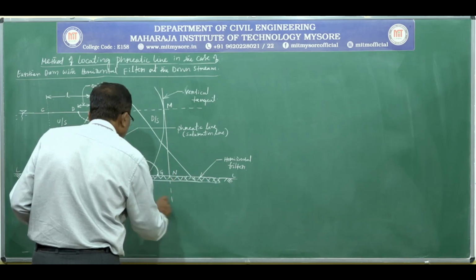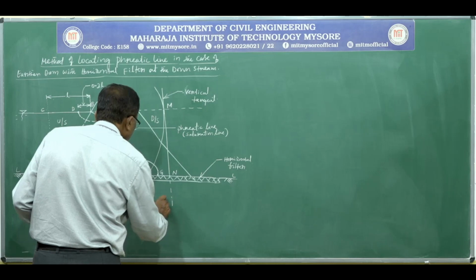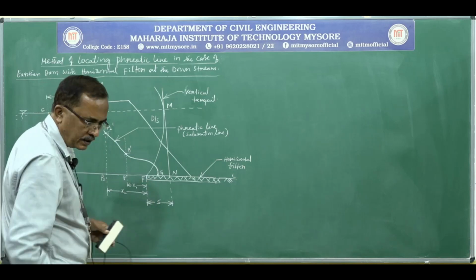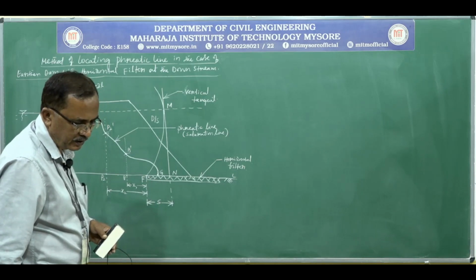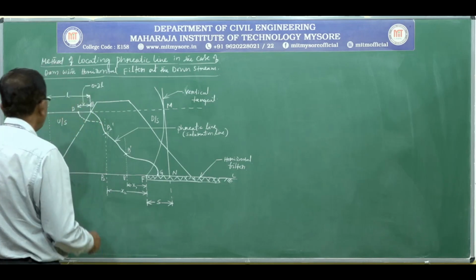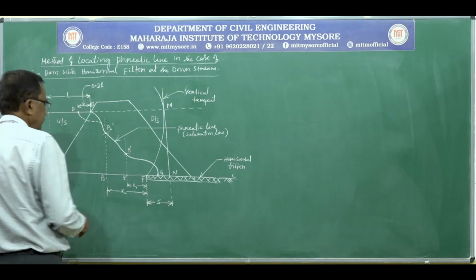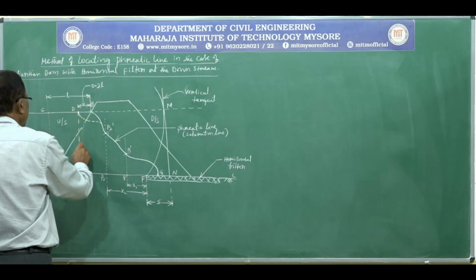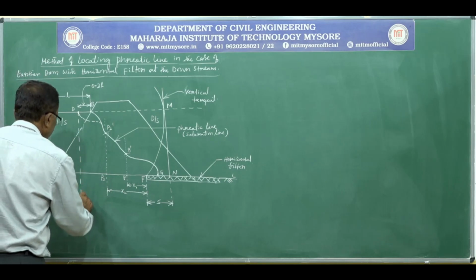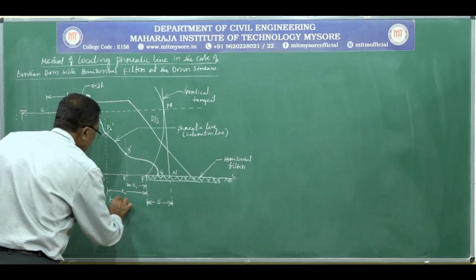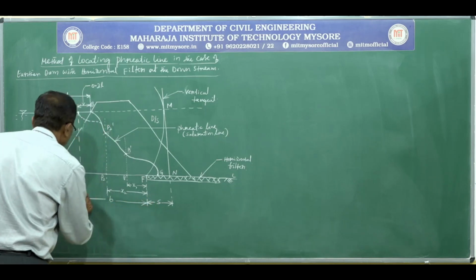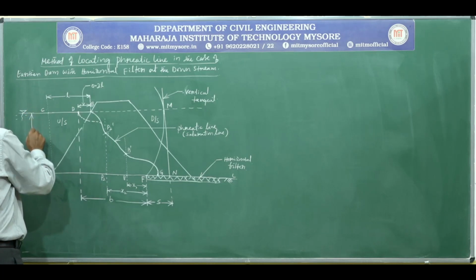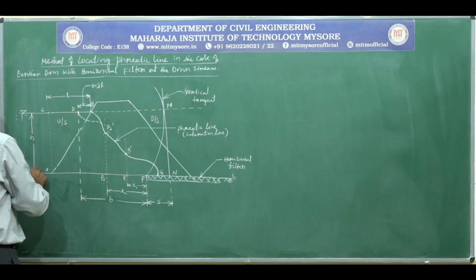The distance between F and N is known as S, and again the horizontal distance between F and this point is known as small b, and let this height of water be h.